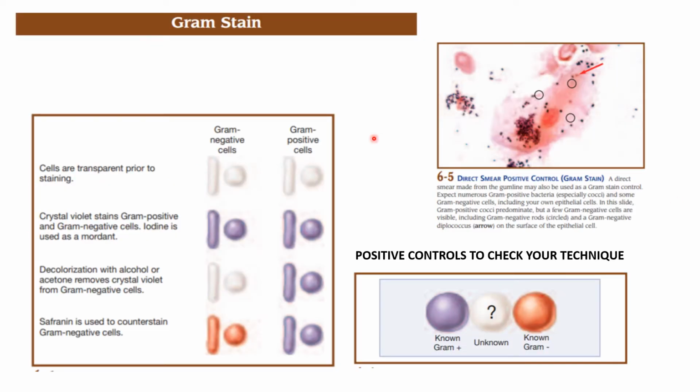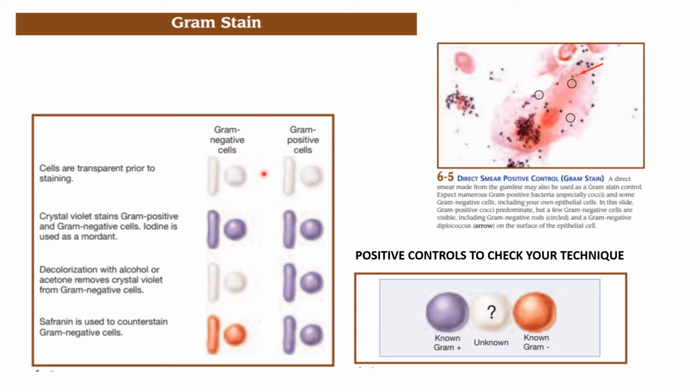Okay, we're done with simple staining. So now we have bacterial cell structures and differential stains. You are already familiar with gram staining, and again, gram staining could differentiate bacteria into two groups based on the chemical composition of their cell wall.